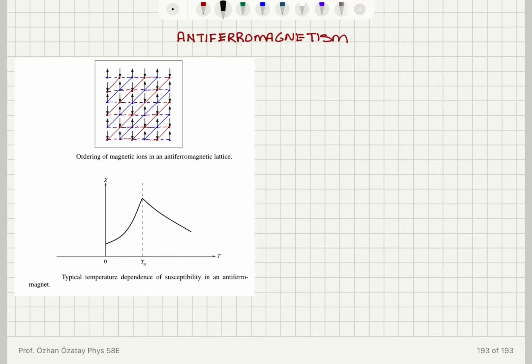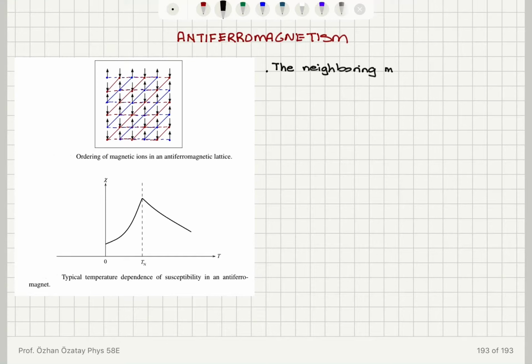We will start discussing antiferromagnetism by noting a few typical features of antiferromagnets. The first one is the fact that the neighboring moments are aligned anti-parallel to each other. So we have the exchange interaction favoring anti-parallel alignment of neighboring moments.